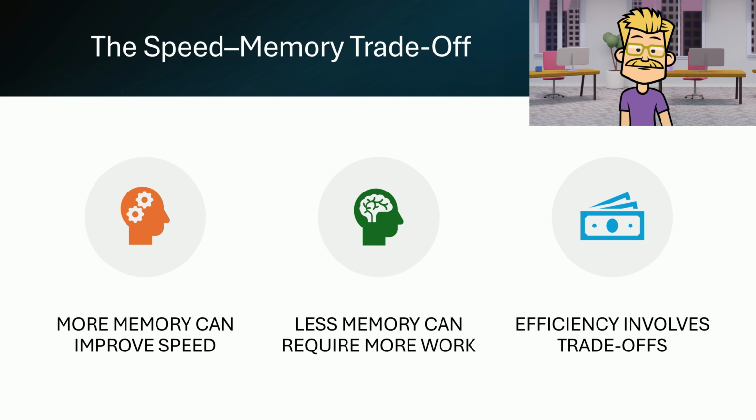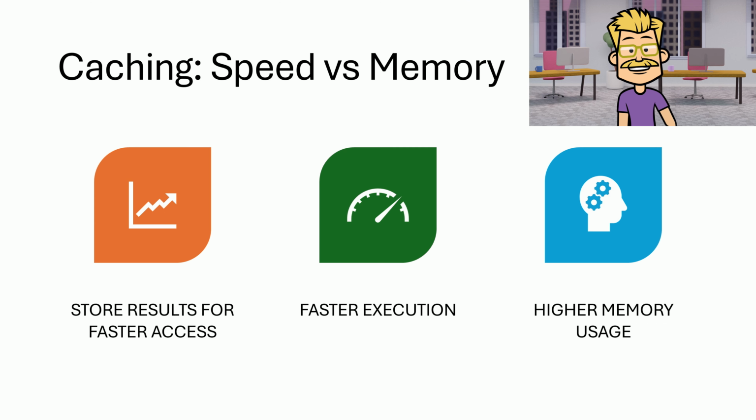Now here's an important lesson. Sometimes faster programs use more memory. Sometimes memory-efficient programs take longer to run. This is called a trade-off. For example, caching results in memory can make a program much faster. However, it also increases memory usage. As developers, we often balance speed and memory depending on the situation.